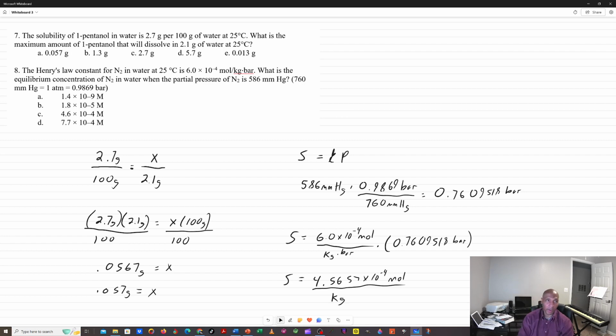And let's see how many significant digits this is good to. It's good to 2 significant digits, so I'm going to make this 4.6 times 10 to the negative 4 moles per kilogram. That's my answer. That's going to be S. And they don't give me what the answer is in molarity. That's moles per liter.